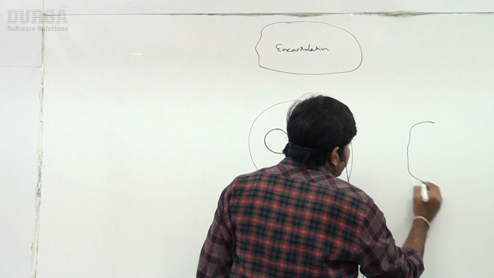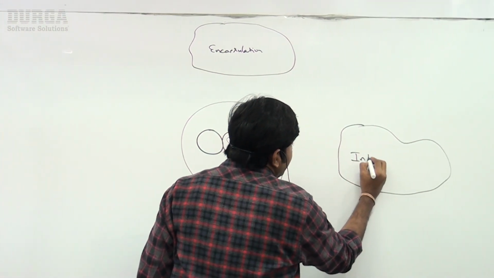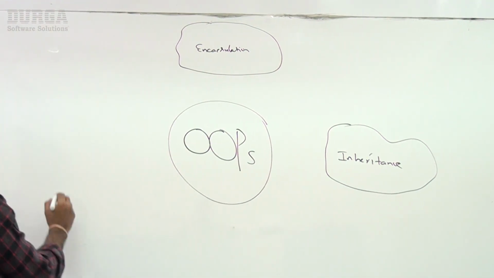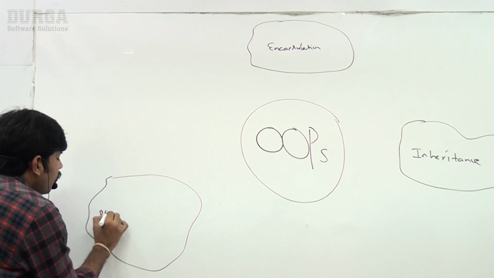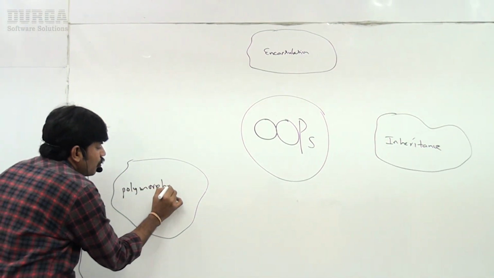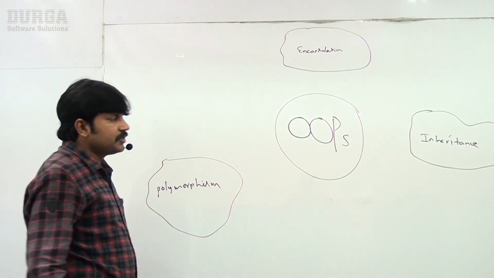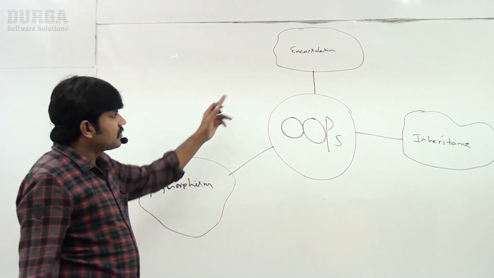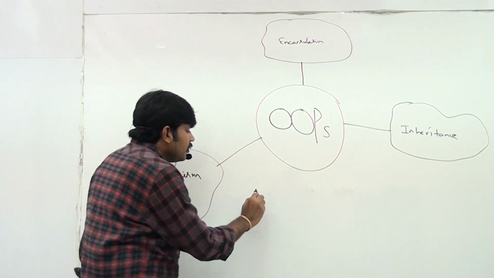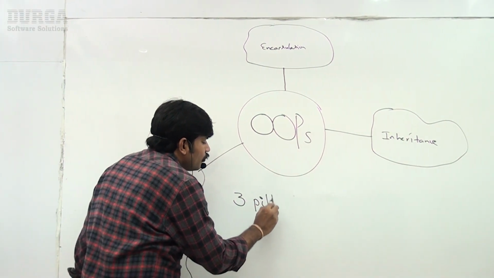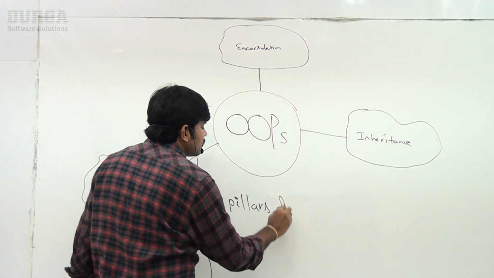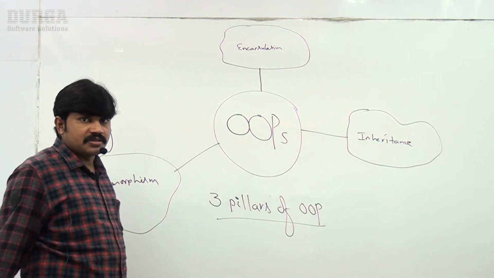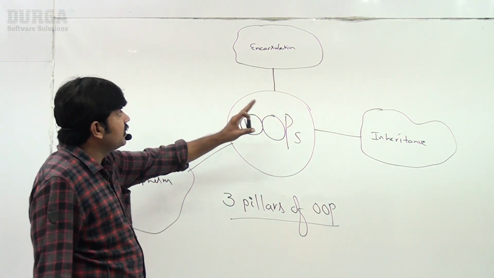And then the next group we discussed, sir, inheritance. Are you getting? The next one we covered, sir, polymorphism. Are you getting? Now, take very special care. These three concepts of OOPS are called the three pillars of OOPS, sir. Three pillars of object-oriented programming. The three main important concepts of object-oriented programming are these three things, right?